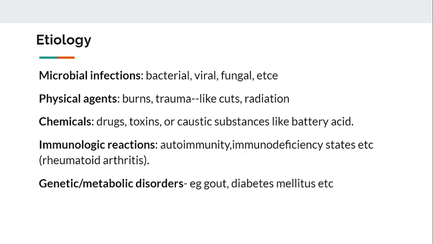Etiology means the cause, and causes of inflammation are various. We can talk about microbial infection. Once microbes have invaded your body, let's say they have invaded your bronchi, you're going to have bronchitis, which is inflammation of the bronchioles. Various microbes can invade your body. Examples are bacteria, the most common ones, viral agents, fungal agents, and so on.